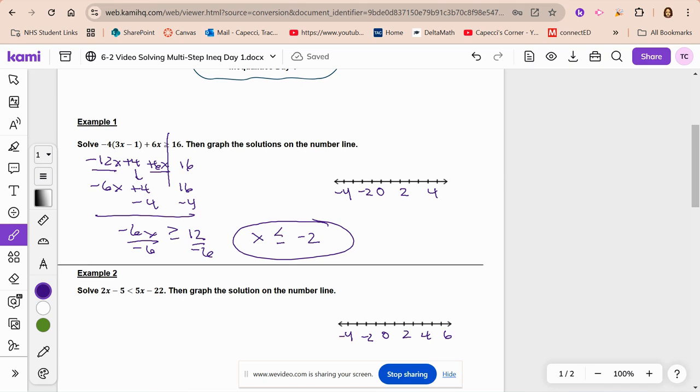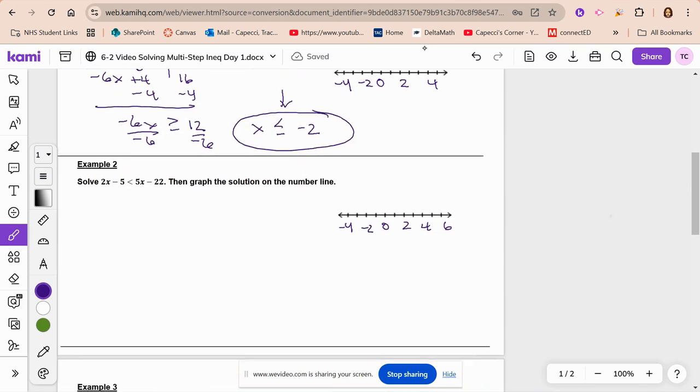All right, here's my number line, less than or equal to. So that includes negative 2. So remember, I'm going to have a closed circle, and all numbers that are less than or equal to negative 2 are to the left. All right, let's try another one.